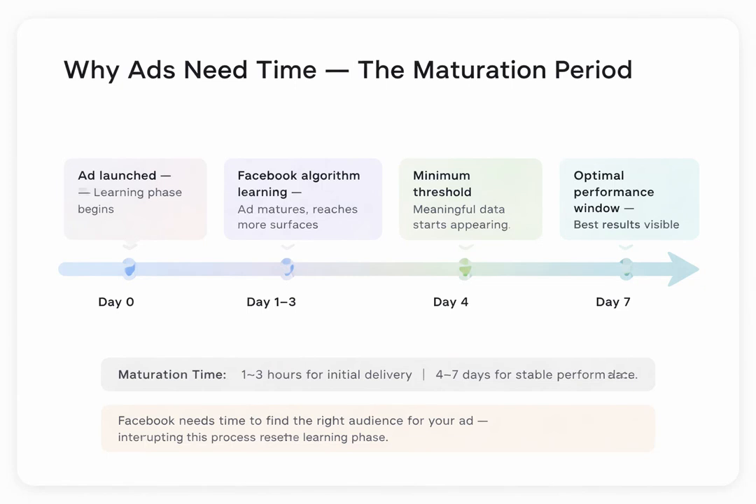Here is something really important that the instructor explains, and it's a concept many beginners don't know about. When you launch a Facebook ad, it doesn't immediately reach its full potential. There's a maturation period. In the first 1 to 3 hours, the ad is just beginning to be delivered across different surfaces, different placements, different audience segments. The algorithm is learning who responds to your ad. If you stop the ad and restart it, you reset this entire learning process. That's why the instructor says to let it run for a minimum of 4 days, ideally up to 7. By day 4 to 7, you have stable, meaningful data that you can actually make decisions from. Patience here is not just a virtue, it's a strategy.